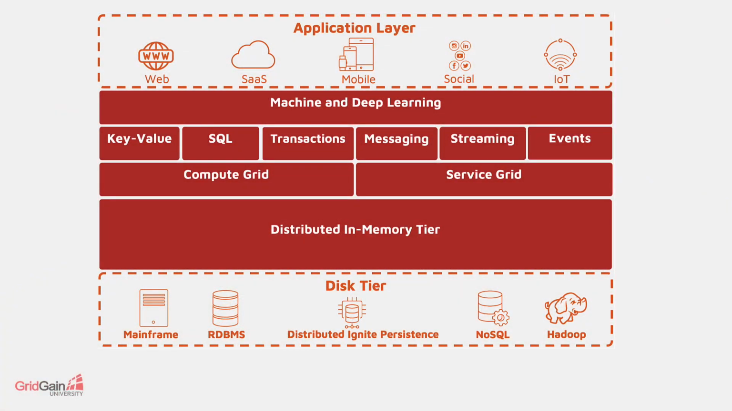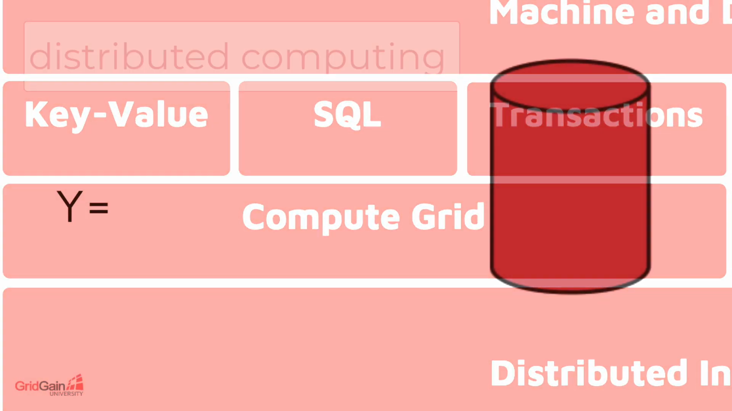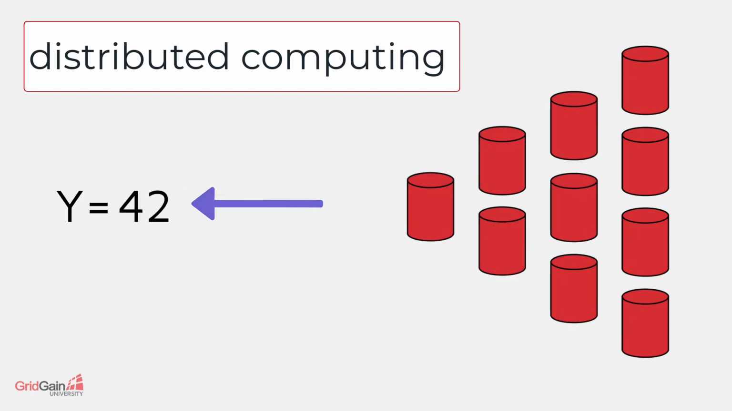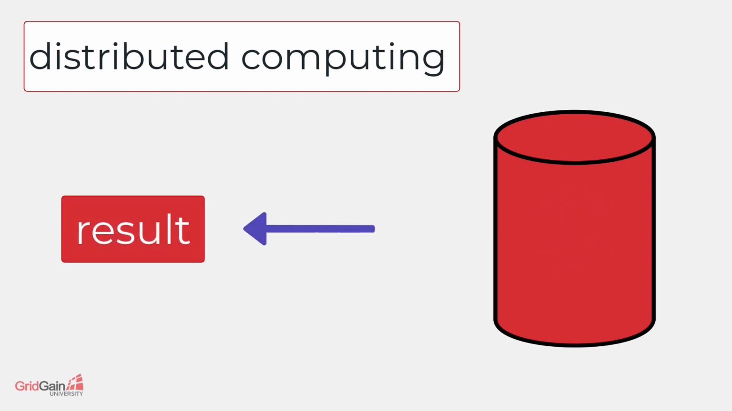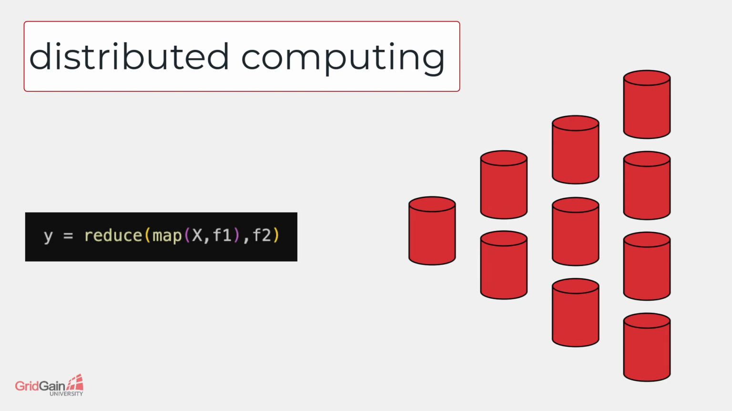Over the next few minutes, you'll learn about the Compute Grid in Apache Ignite and how you can use it to solve computational problems using distributed computation. You will see how to submit individual tasks for execution and ways to implement the MapReduce pattern with distributed data and colocation.